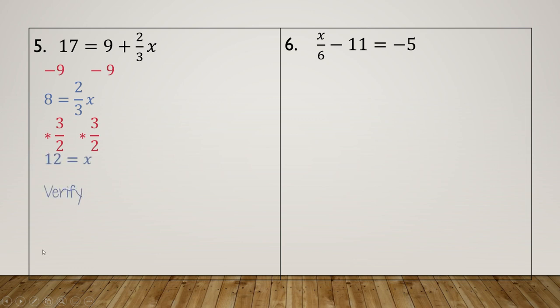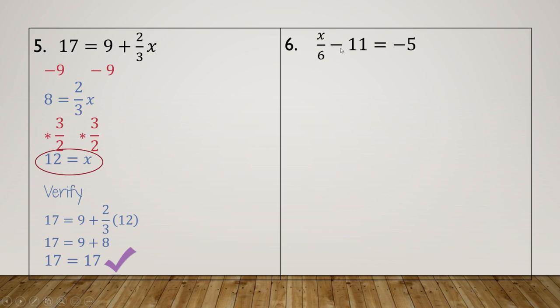And then we'll verify our solution. So I'm replacing x with 12, and then to take 2/3 times 12, 2 times 12 gives me 24. 24 divided by 3 is 8. So 8 plus 9 is 17. So that one checks out. Circle your answer.